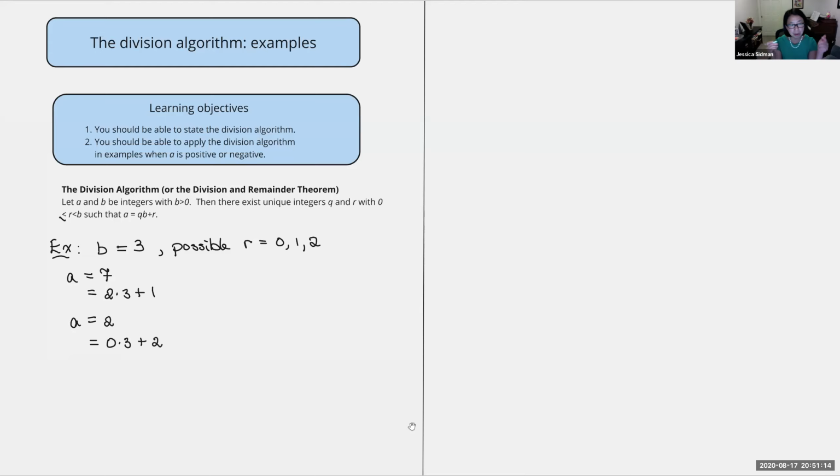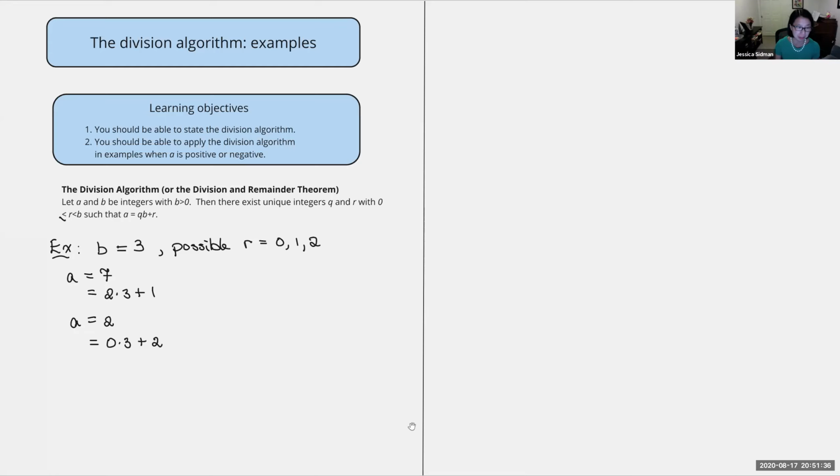And before we go on, I want to do an example also where a is negative. But before we do that, I know these are very, very simple examples. The numbers are small, but they don't have to be big for us to think about the logic. So I'm purposefully keeping the arithmetic simple so we can focus on the logic.